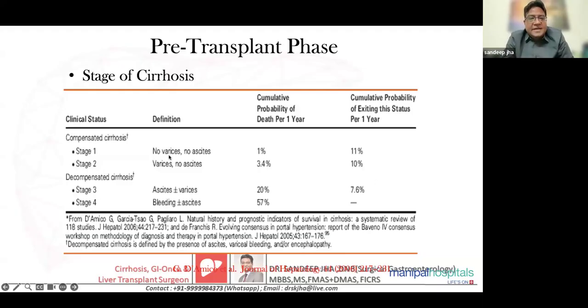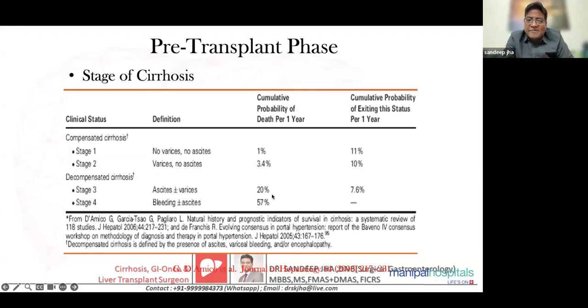And we divide when the patient has compensated cirrhosis, he has only varices, no ascites. But when he develops ascites with or without varices, it is called stage 3. And when there's upper GI bleeding along with water in the tummy, it is stage 4.